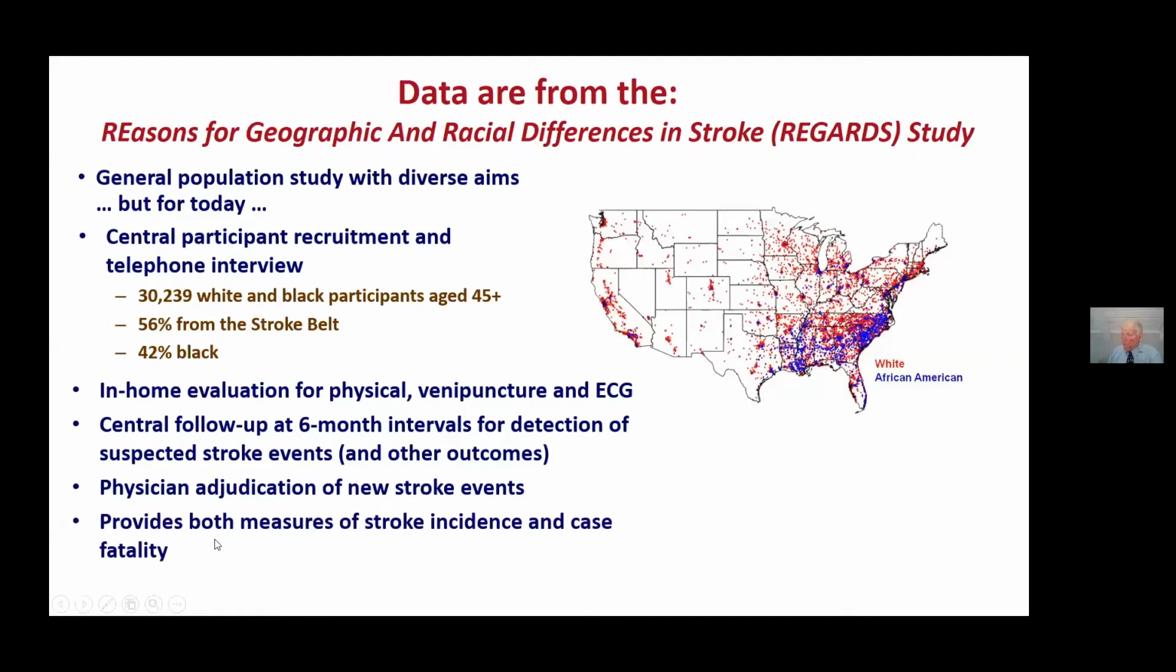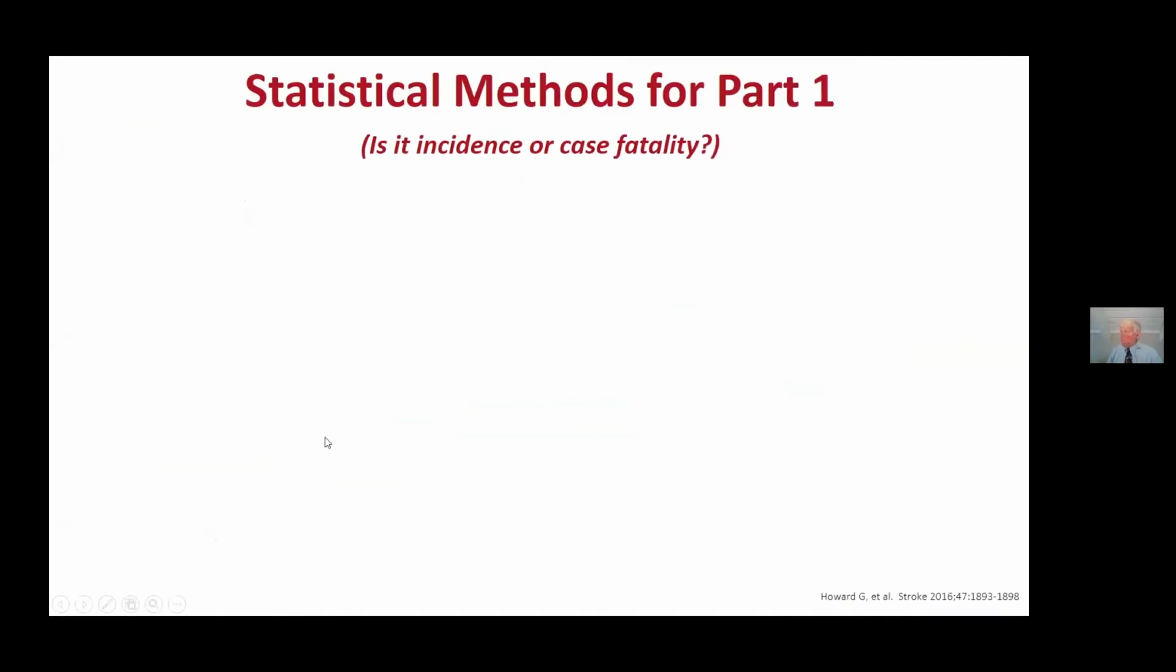And importantly for this lecture, it then provides measures of both stroke incidence, and because we're following the people, including after the stroke, the case fatality. So this gives a unique opportunity to directly address this question for the racial disparity in stroke. Is it incidence or is it case fatality? So for the first part of this, which is trying to answer exactly that question, there's really two separate analyses that I'll be presenting, and we do this over and over again for the different disparities.